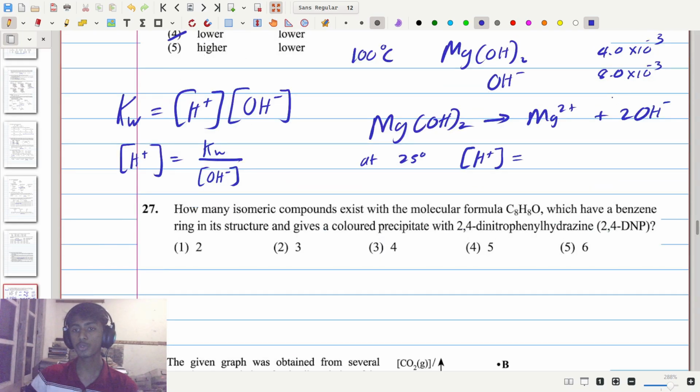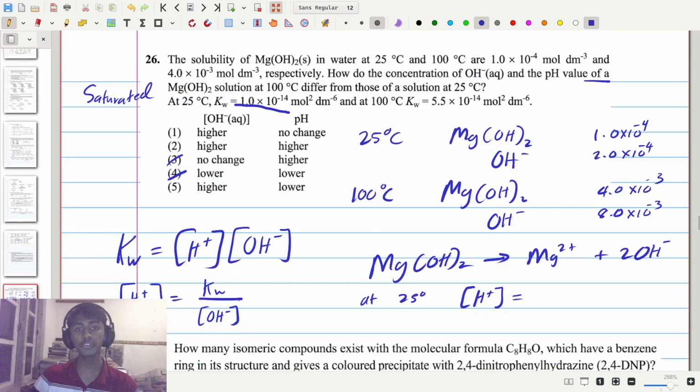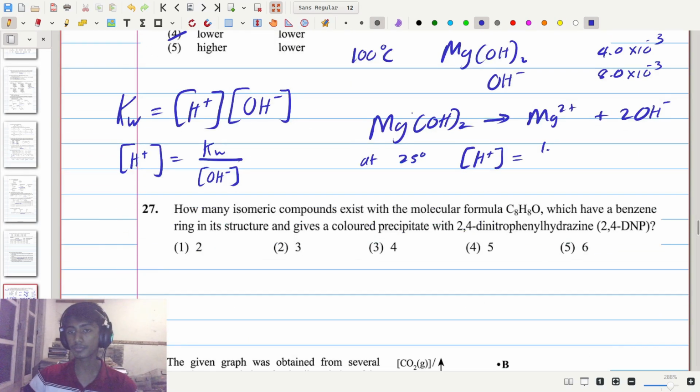equal to Kw of 1.0 times 10 to the minus 14 divided by 2.0 times 10 to the minus 4. Now from this we can see we have 1 over 2 or 0.5 or 5 times 10 to the minus 1, times 10 to the minus 14 divided by 10 to the minus 4. And these two simplify to give us 10 to the minus 10. So we have 5 times 10 to the minus 1 times 10 to the minus 10, which is 5 times 10 to the minus 11.